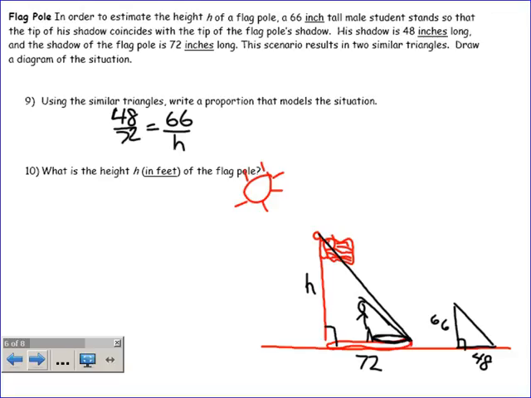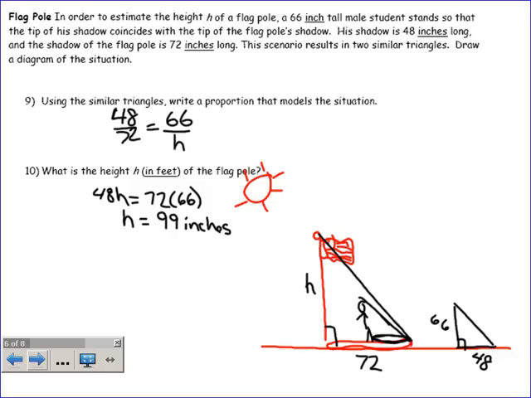What is the height in feet of the flagpole? So what we'll do is we'll actually cross multiply. We'll have 48h equals whatever 72 times 66 is, and we'll solve for h. You guys go ahead and do that really fast. Okay. I got h equals 99 inches. Is that what you guys got?